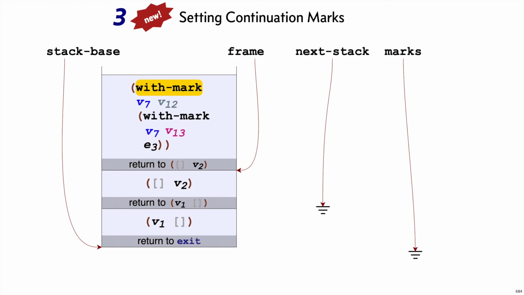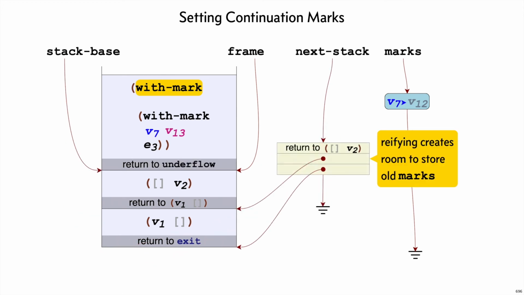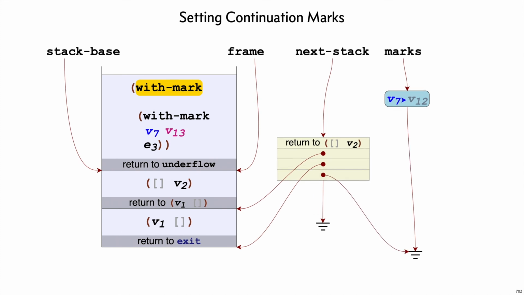Evaluation of a with mark form, of course, creates a new badge, mapping the key to the value, and puts it into the marks list. But it also reifies the current continuation in the same way as callcc. That way we have a continuation record that gives us a place to store the old marks. And it turns out this is going to cause the marks that with mark just pushed onto marks to be popped as we return from the current frame.